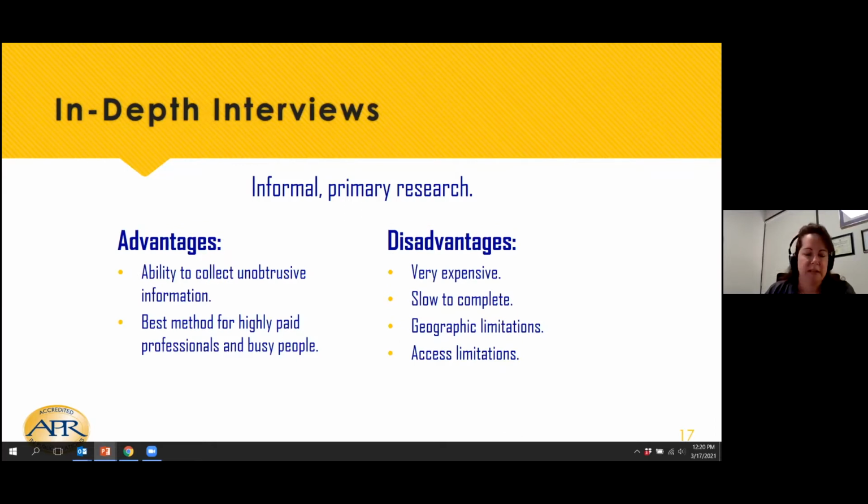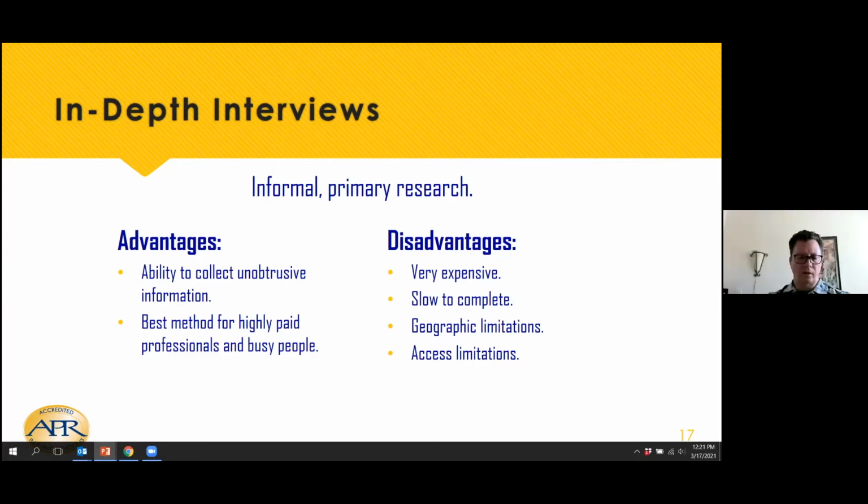In-depth interviews. These are also informal primary research. The advantages are that you have the ability to collect unobtrusive information. It's the best method for highly paid professionals and busy people. Disadvantages, it again can be expensive, slow to complete. You can have geographic limitations or access limitations. So this is where you're doing individual in-depth interviews versus having a focus group of people. Jay, do you have an example of an in-depth interview?